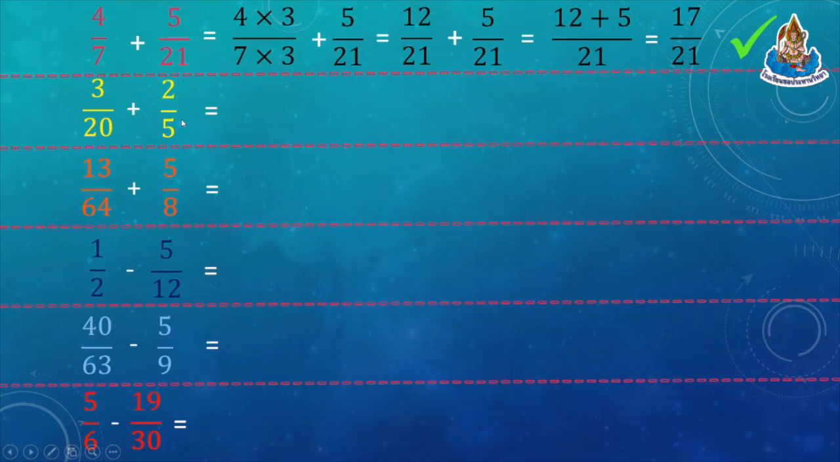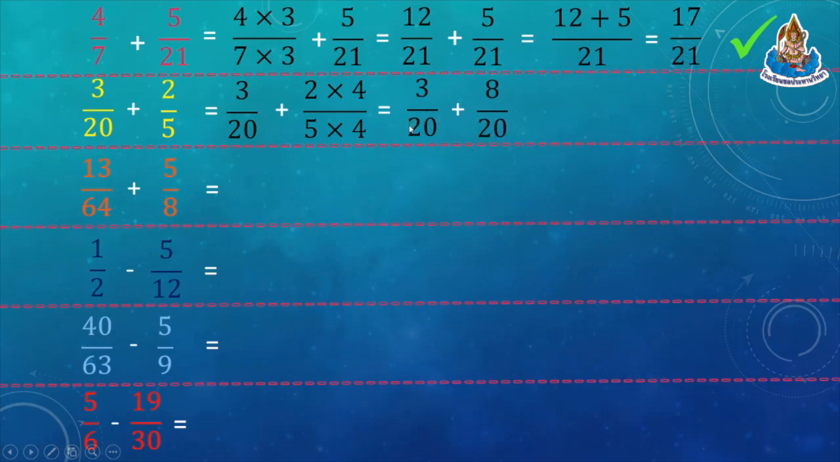3 over 20 plus 2 over 5. Again, denominators are different, so we need to make them the same. To make 20 from 5, we can multiply 5 times 4. 5 times 4, at the same time, numerator, 2 times 4. 2 times 4 is 8, 5 times 4 is 20.